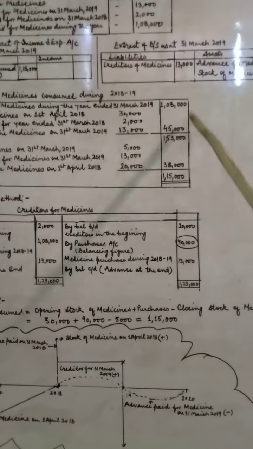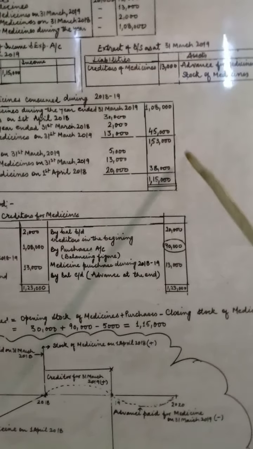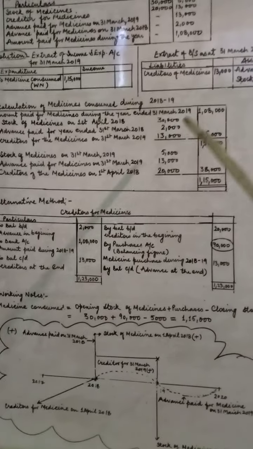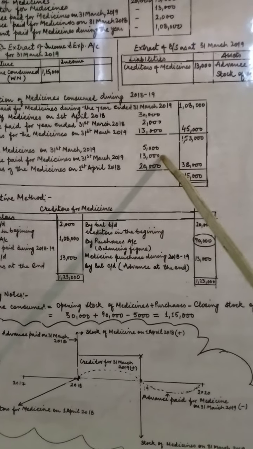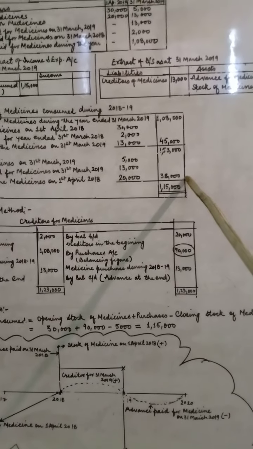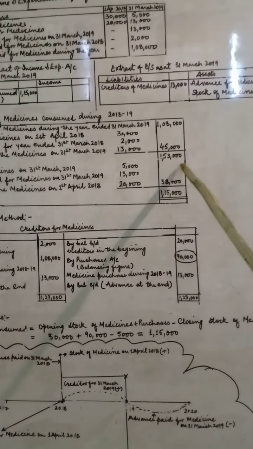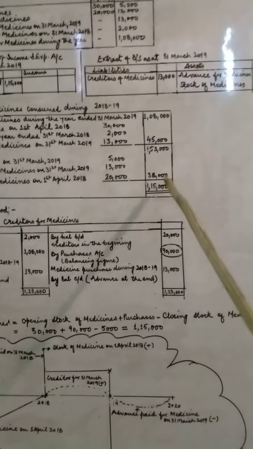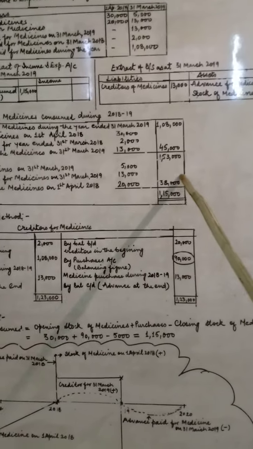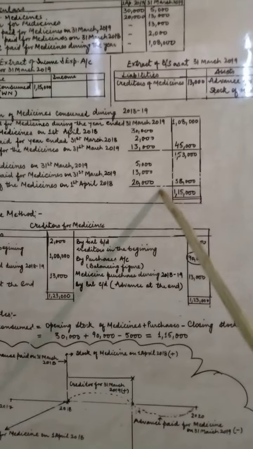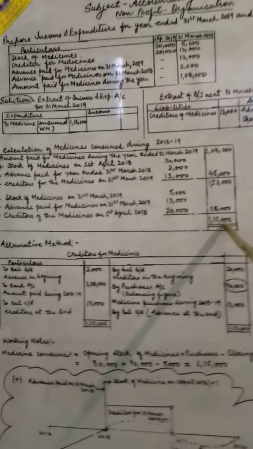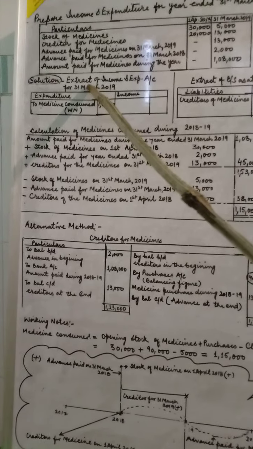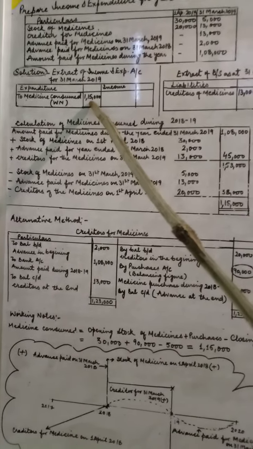It is plus in the 1,08,000 and the amount becomes 1,53,000. From the 1,53,000, you are going to minus all these three, that is 5,000, 13,000 and 20,000. It becomes 38,000. So 1,53,000 minus 38,000, you get 1,15,000. It means it is actually the amount of the total medicine consumed during the year. That is very important for entering into the income and expenditure account here on the expenditure side.